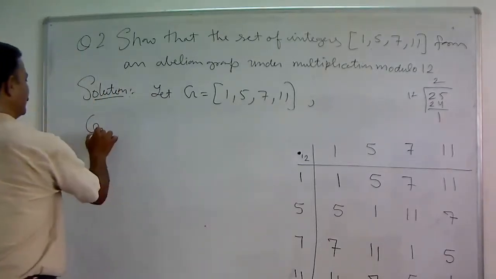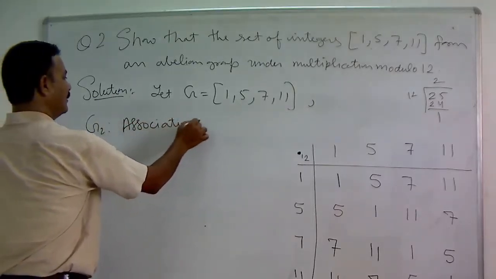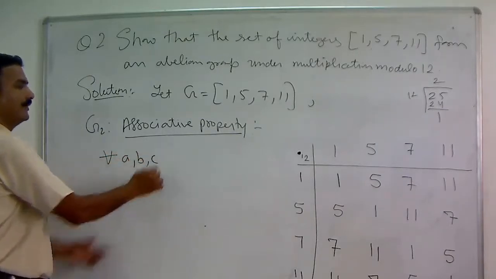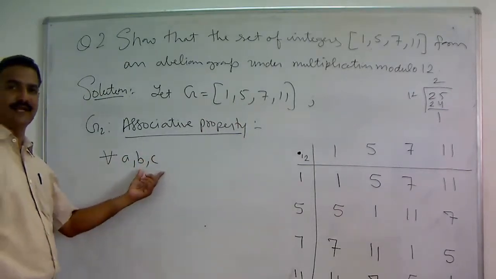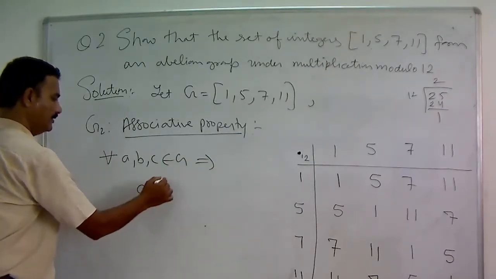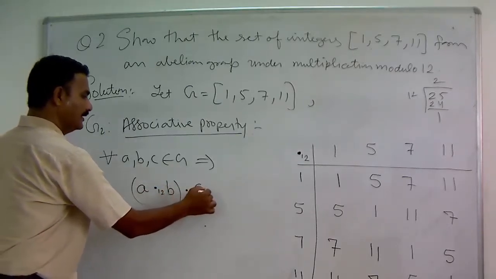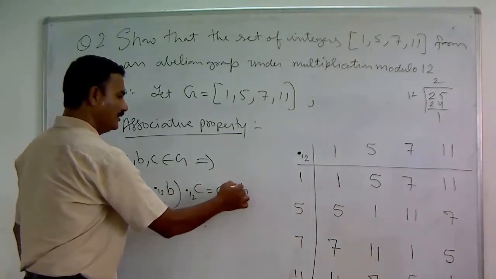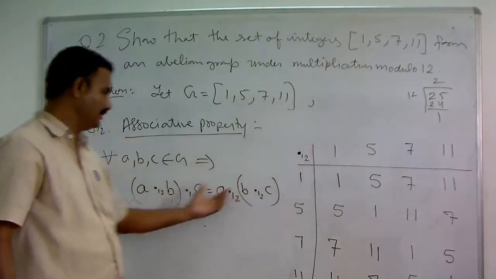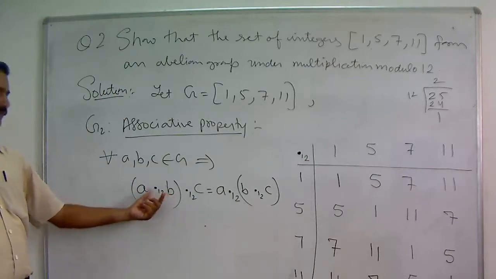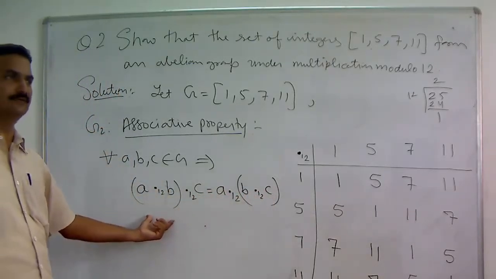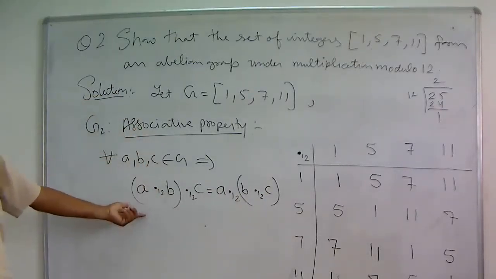Now the second property, G2, which is associative property. Suppose we choose any three members of set G, suppose A, B, C are arbitrary three elements of G. This implies (A multiplication modulo 12 B) multiplication modulo 12 C is equal to A multiplication modulo 12 (B multiplication modulo 12 C). This is true for any three members of G. First we simplify the bracketed quantity, and on the right hand side we first simplify B multiplication modulo 12 C, and finally we get LHS equal to RHS, and this shows the G2 associative property holds in G.